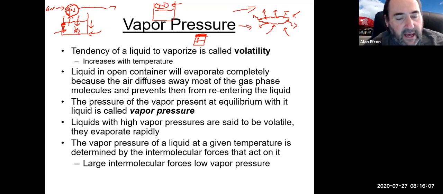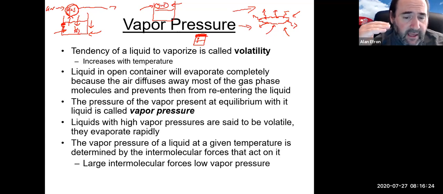Liquids with very high vapor pressures are said to be volatile, and they evaporate really quickly. That means in order to create the pressure above the liquid, you need to have a lot of gas above the liquid. In order to get a lot of gas, a lot of the liquid molecules have to go into the gas phase, and thus it would start to evaporate very, very quickly.